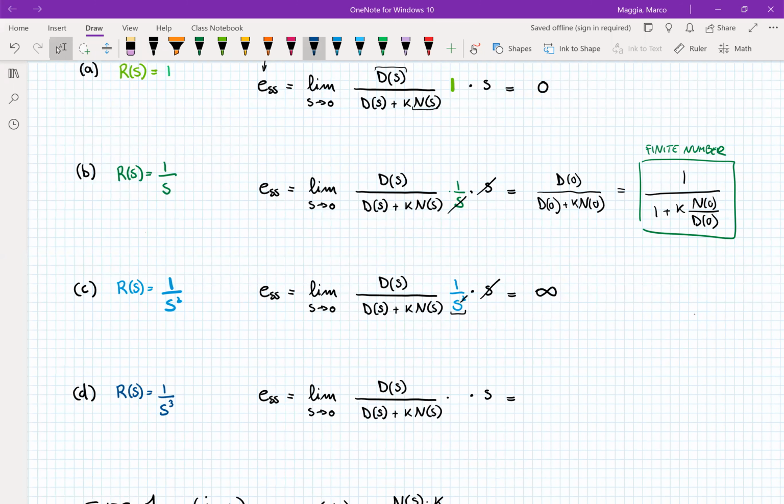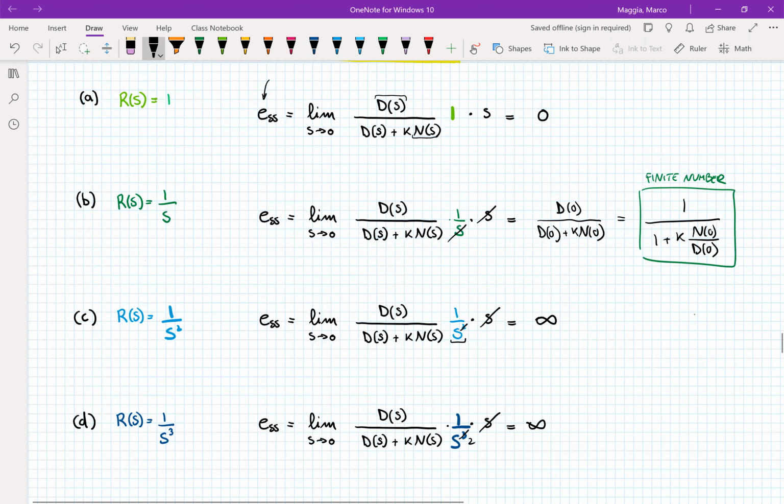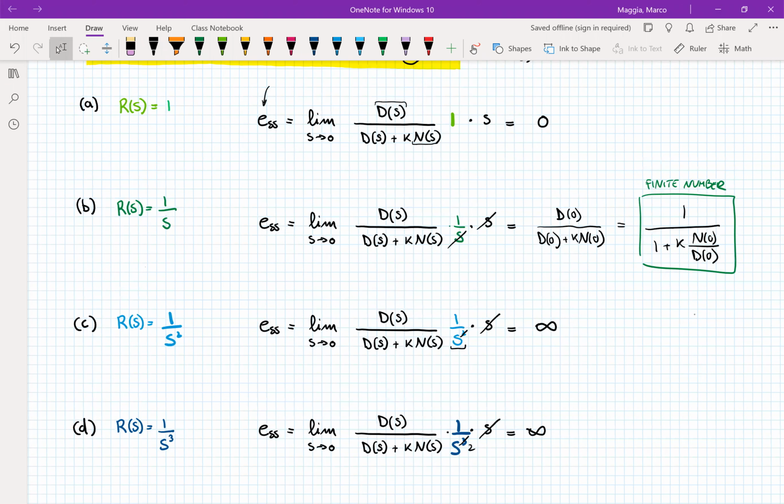And similarly, if we make the input even more aggressive, that is an acceleration input, well, we have the same thing. Now at the denominator, we have s squared, so that still goes to infinity. So you see the progression, the steady state error goes from 0 to a finite number and then infinity, and then it will just stay infinity.